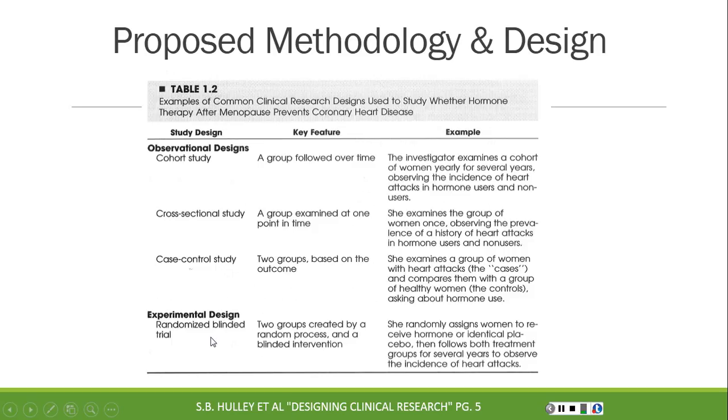In an experimental design, an investigator could evaluate this by randomizing groups to the intervention. So there would be two groups created by a random process with a blinded intervention. She would assign women to receive either hormone or placebo and follow both treatment groups for years to observe the incidence of heart attacks.